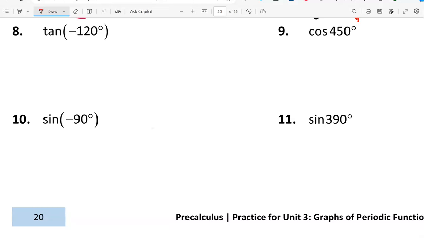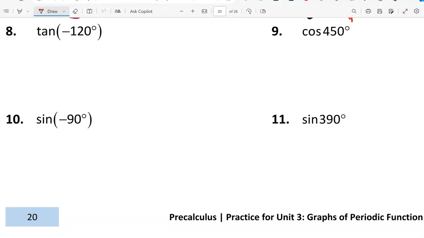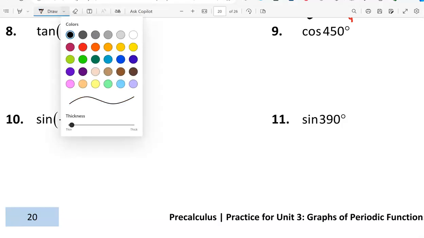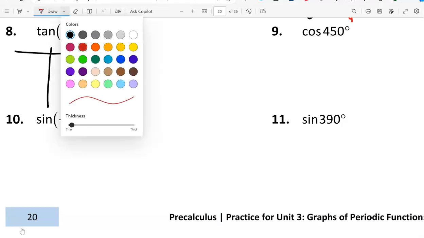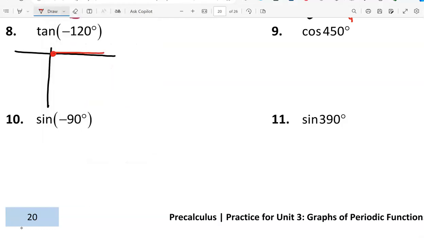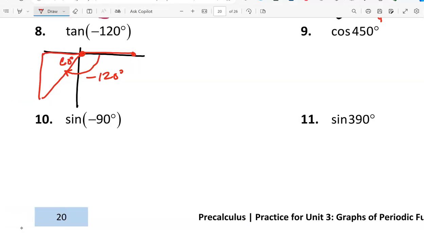For number 8, we're asked for the tangent of negative 120 degrees. Again, it might be easier for us to draw this as is, or we can get a coterminal angle, which would be 240 degrees when we add 360. For this angle, we rotate clockwise 120 degrees. Then our reference angle is a 60 degree angle with an adjacent side of negative 1, opposite side of negative square root of 3, and hypotenuse 2.